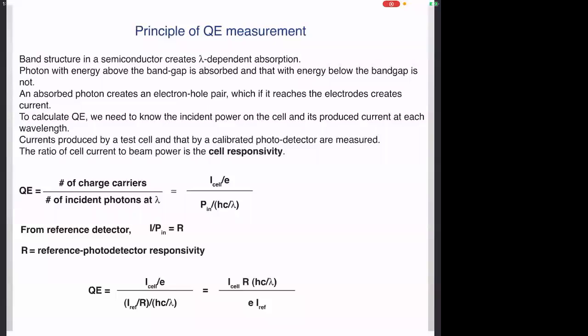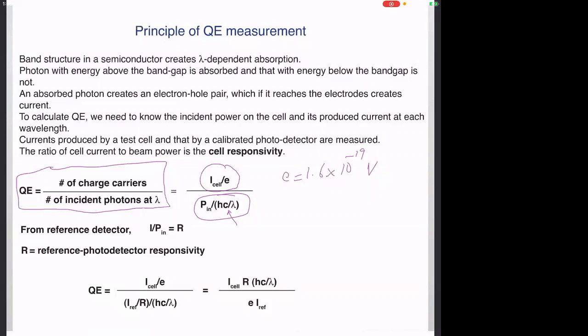The quantum efficiency, again, its definition is simply the number of charge carriers divided by the number of incident photons at a given wavelength, lambda. The number of charge carriers is simply the current measured divided by the electronic charge. e, if you recall, is 1.6 times 10 to the minus 19, right? That's the charge of an electron, and so a very small value. So this ratio here gives the total number of electron-hole pairs. And this ratio here is the total incident power divided by the energy of a photon, so it gives the number of photons.